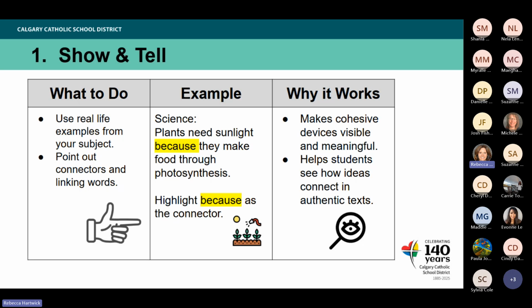Say you are writing notes on the board or a student reads a sentence aloud. You could just highlight it and say, oh, this was a great connector word used to bring these two ideas together. And why does show and tell work? It makes cohesive devices visible and meaningful, and it helps students see how ideas connect in authentic texts.